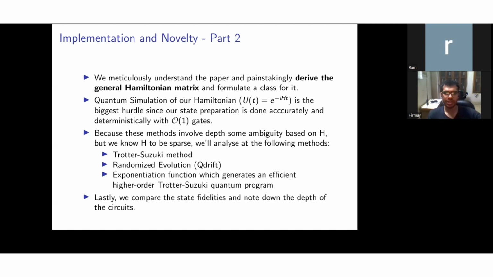Now moving to the simulation of the Hamiltonian matrix, the depth and the accuracy would depend on the matrix itself and the selection of the methods. So we do the testing of smaller systems based on these three methods: Trotter-Suzuki, randomized evolution, specifically Q-drift, and exponential function. All of them are in Classiq and we use them. Lastly, we compare the fidelities and note down the depth of the circuits. Now my friend Ram will take over.